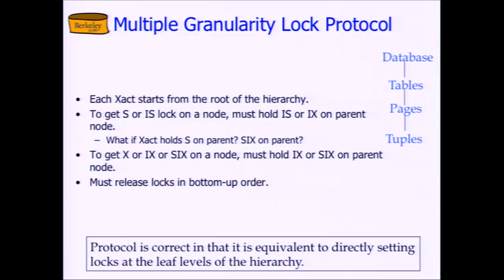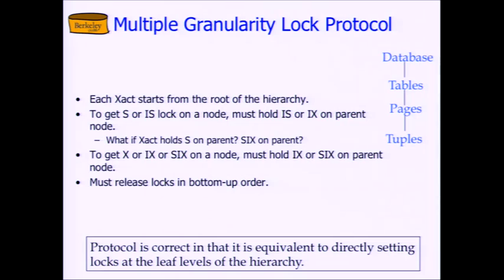The protocol is actually correct in as much as it gives you the same concurrency you'd get as if you locked everything at the lowest level. It's going to give you exactly the same concurrency you'd get by just, in this case, locking tuples, but with a lot less bookkeeping. What happens if we lock bottom up and release top down?